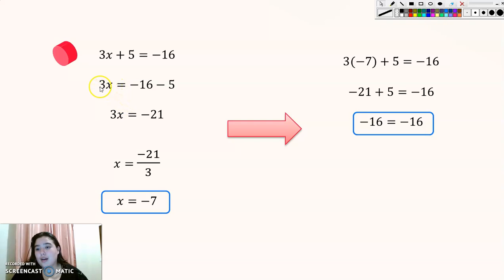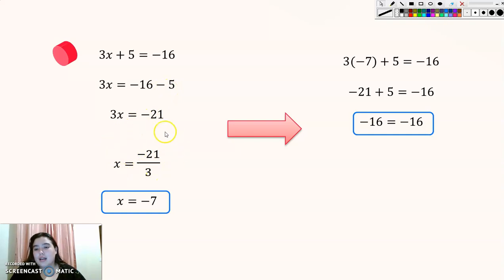So if we are multiplying here, we have to divide here if we move the number. If it is positive here, we have to pass it to negative. So that's why I moved it to negative. So now I have 3x equals negative 16 minus 5. The second step, we have to subtract or add. In this case, we have to add: 3x equals negative 16 minus 5 equals negative 21.